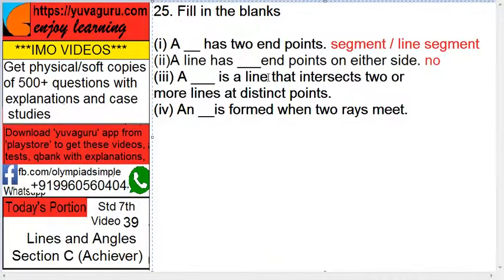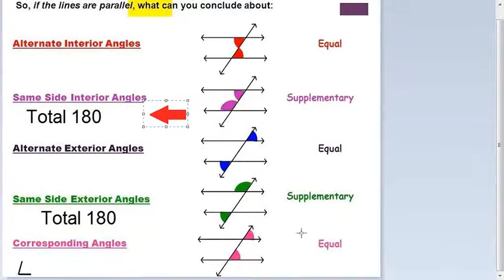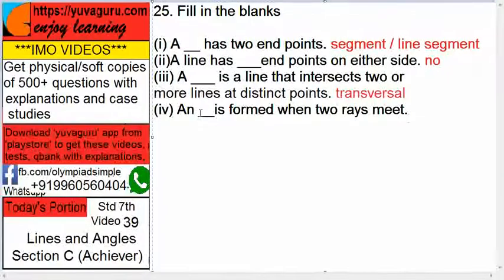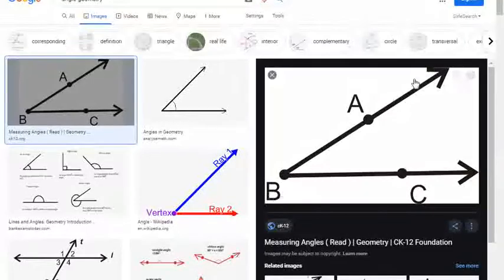A dash is a line that intersects two or more lines at two distinct points. That is called a transversal. See in this slide, which I have shown you many times, this line is a transversal. It intersects two different lines at two different points. All these are transversals. A dash is formed when two rays meet. Angle is formed. See, these two rays meet, BA and BC. So B is the starting point and this is called ABC, the angle.